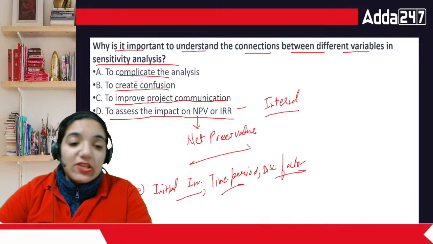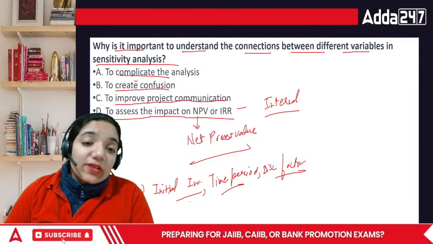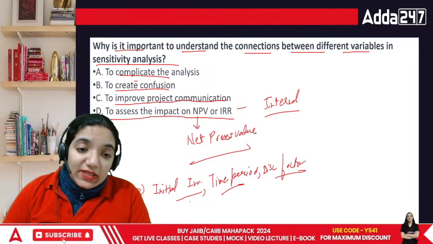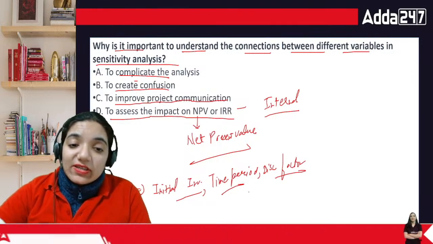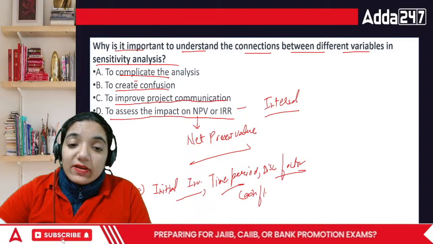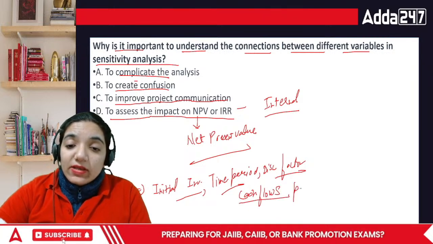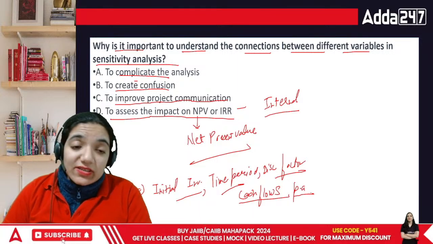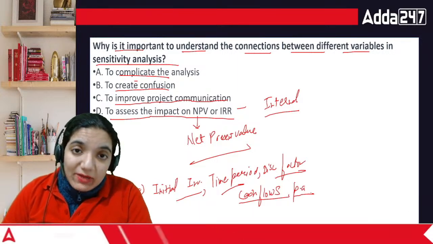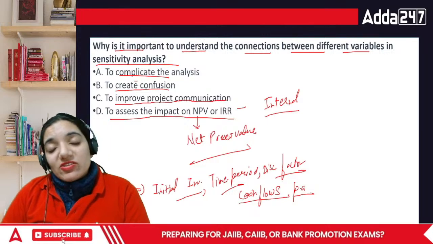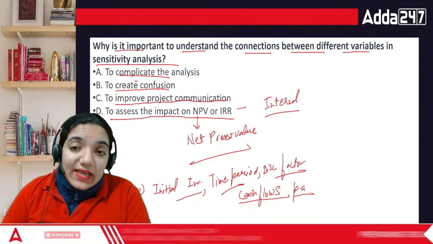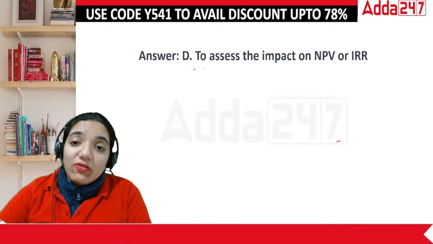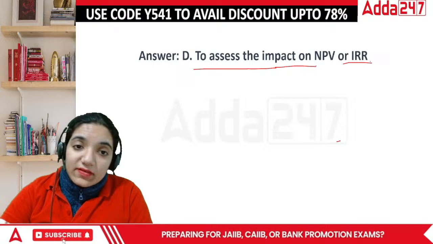If any of these things is changing, then the entire working will also change, right? So how much will it impact if the initial investment increases or decreases, or the cash flows per annum increase or decrease, or if there's any variation, it will impact your ultimate decision making. That means it will impact your net present value, or the value of the internal rate of return. So in this case, the correct answer is to assess the impact on NPV or IRR.